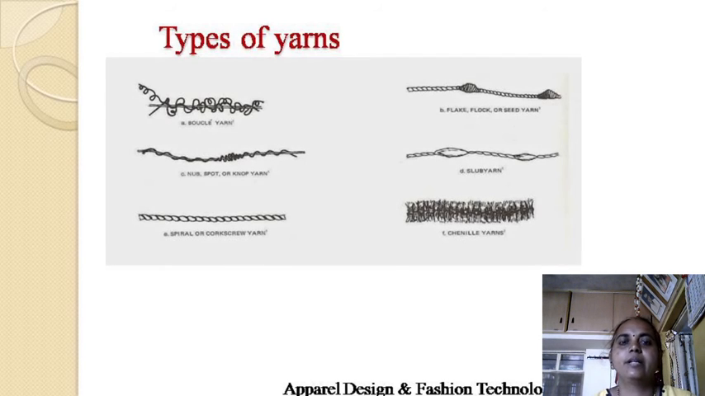Next, these are the types of novelty yarns. So, slub, flake, chenille, knot and spiral yarns are the novelty yarns.